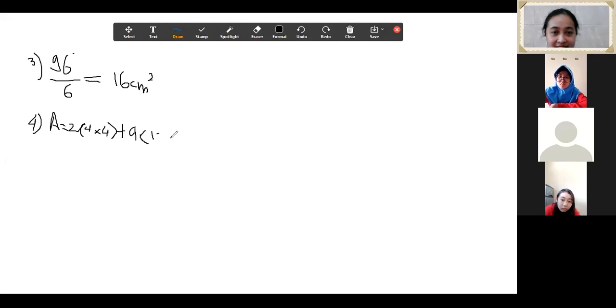So we have 2 times 16 equals 32, and 4 times 12 times 4 equals 192 meters square. So the total is 224 meters square. So that's for exercises 3 and 4 of page 23.